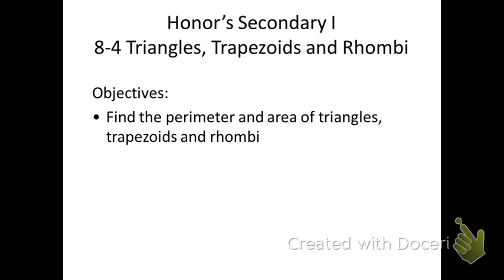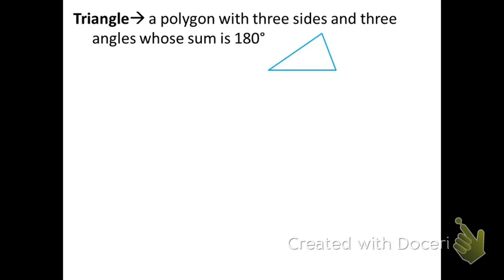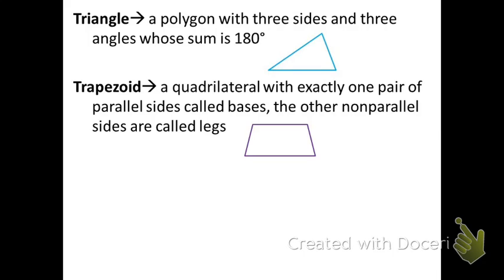Alright, today we learned how to find the perimeter and area of triangles, trapezoids, and rhombi. A triangle is a polygon with 3 sides and 3 angles whose sum is 180 degrees. So all our angles add to be 180 degrees. Then we talked about if we add 2 angles and they add to be 180 degrees, they're known as supplementary. And if we add 2 angles that add to be 90 degrees, they're complementary. So that's just a good review of some vocabulary.